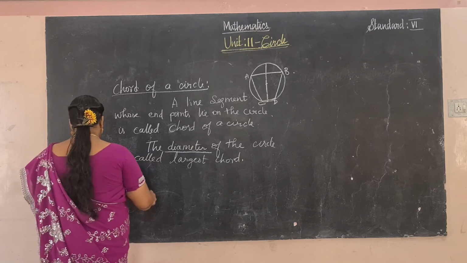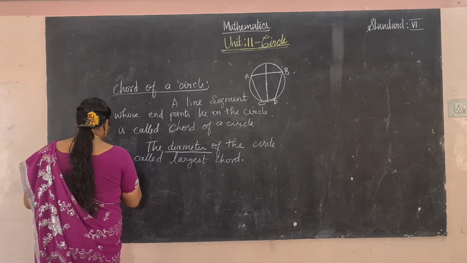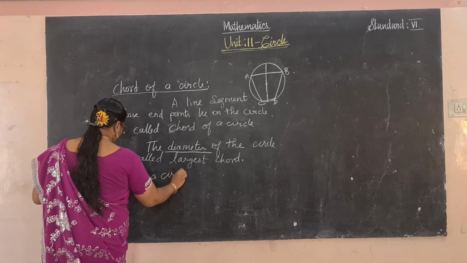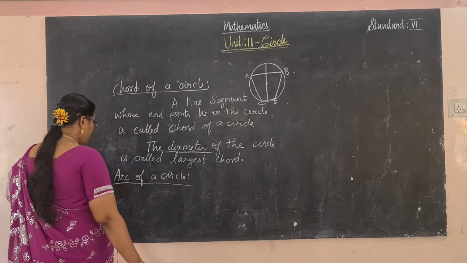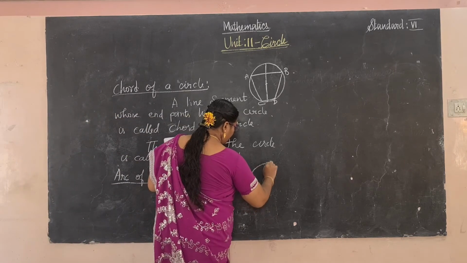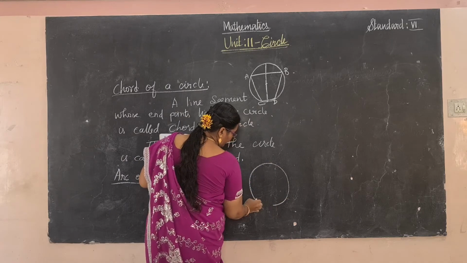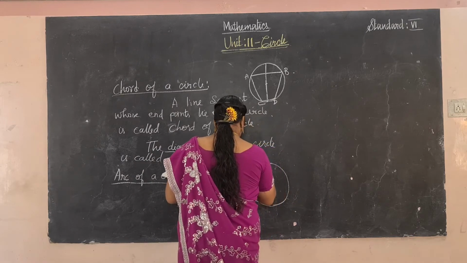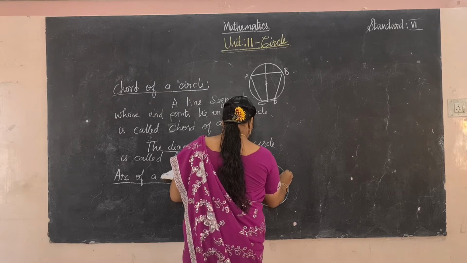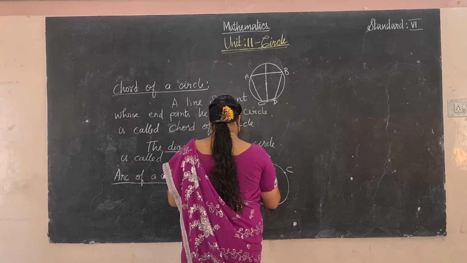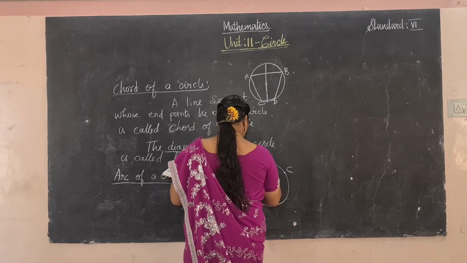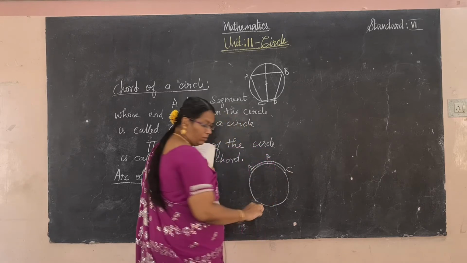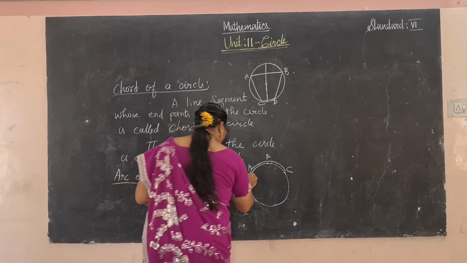And next one, arc of a circle. Arc of the circle means, I had already drawn that, one circle with points A, B, C. This is one of the arcs, A to C. Another arc is ADC.